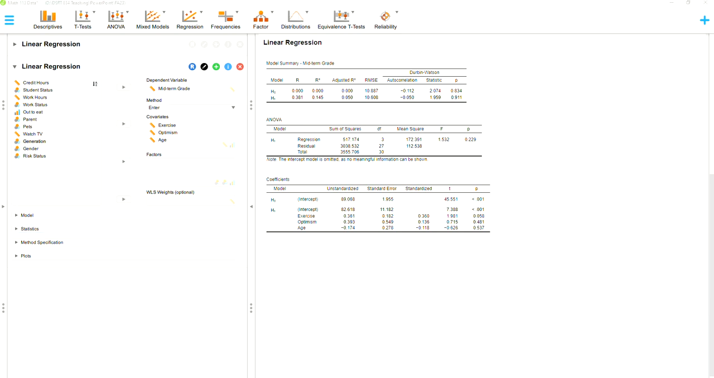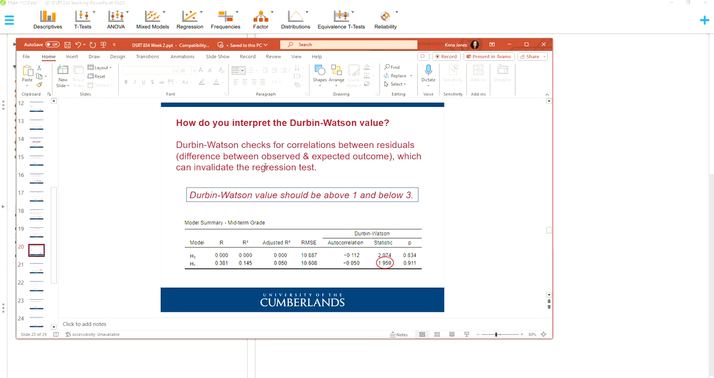Remember, the Durbin-Watson checks for correlation between the residuals, which can evaluate the regression. It should be above 1 and below 3. So that's actually okay, which is good because that means that our results are legit. And it's important to recognize that even if we don't get significant results, it doesn't mean they're wrong. It just means that's what they are. And sometimes it's important to know that these things don't contribute to this. In this case, that Durbin-Watson value is just helping validate that our results are accurate.